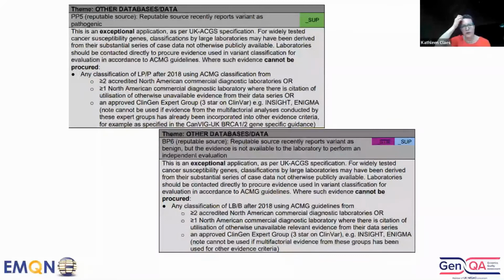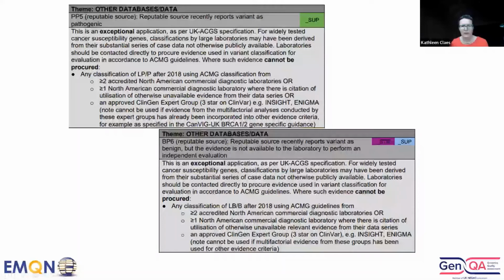So they state that you can use the classifications done by two or more accredited North American commercial diagnostic laboratories if they have done it after 2018, or if there is one North American commercial diagnostic laboratory that has been cited in the literature, or when there is a clinician expert group who has classified the variant.